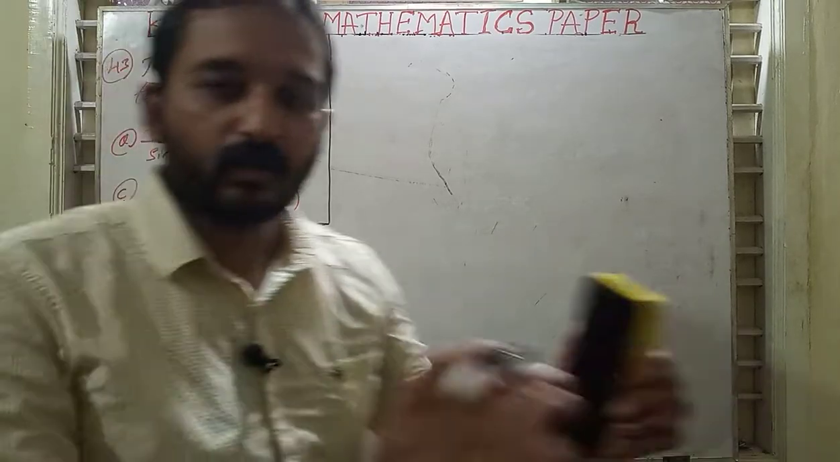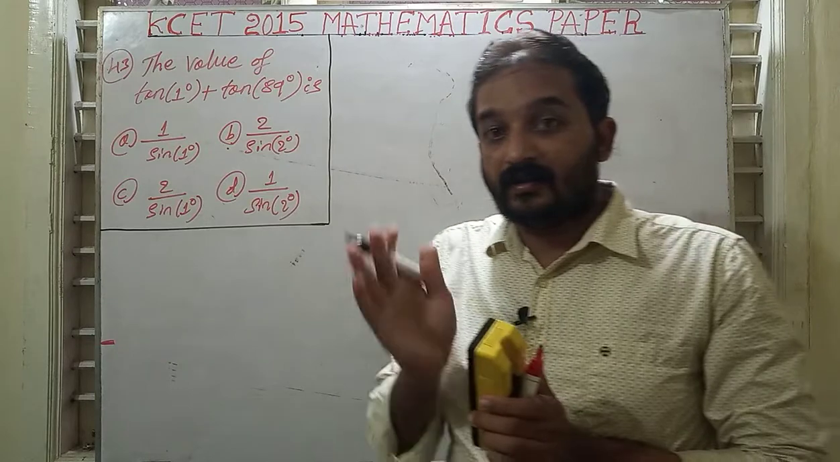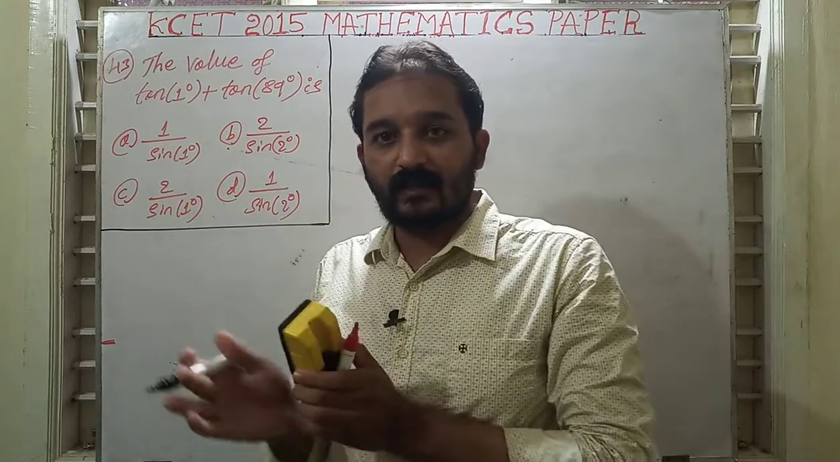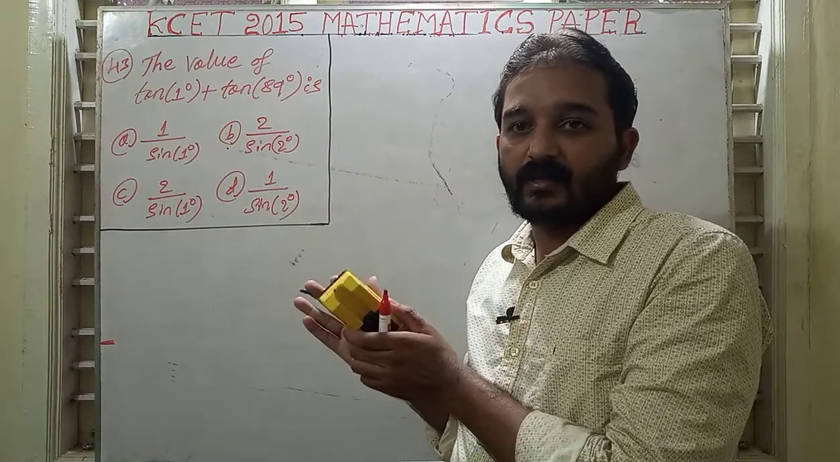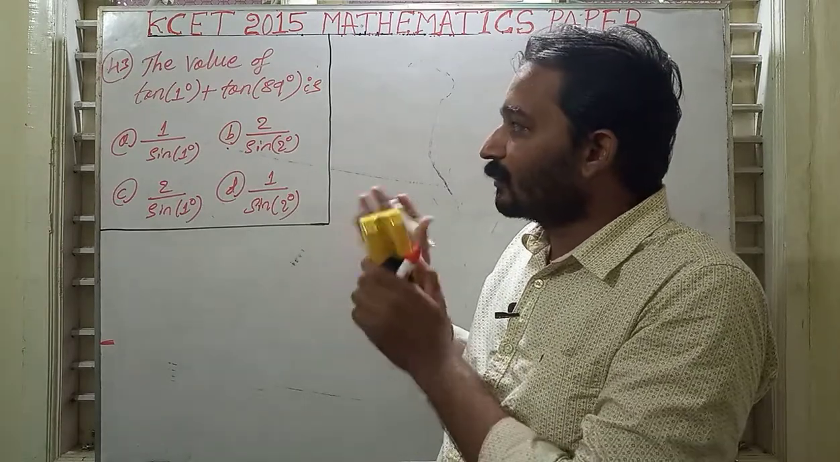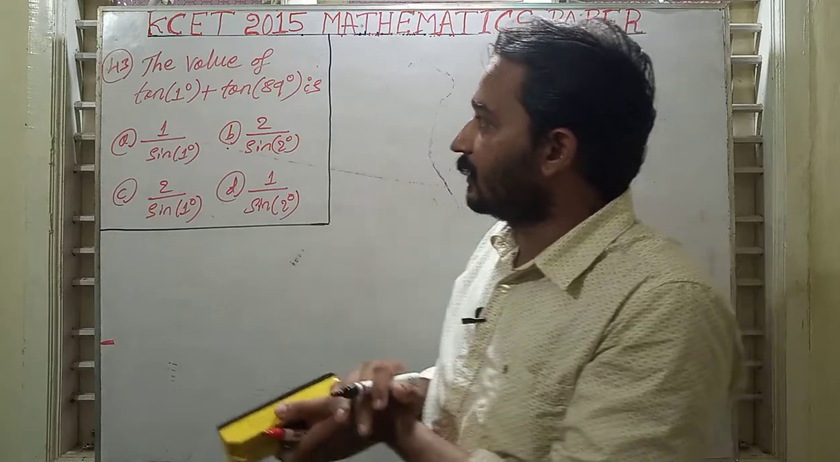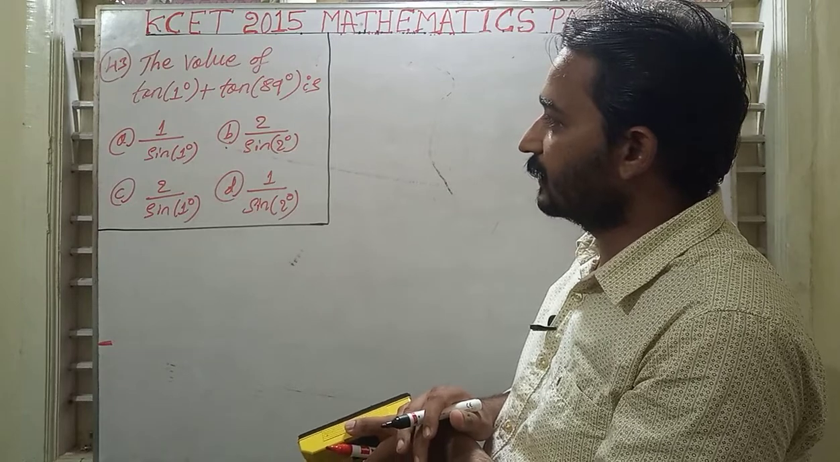So now let us move on to the next question, question number 43. This question is based on trigonometry, which belongs to first year trigonometry. Usually they ask this type of question in KCET, only one question. Okay, so now let us see the question. The value of tan 1 degree plus tan 89 degree is what?